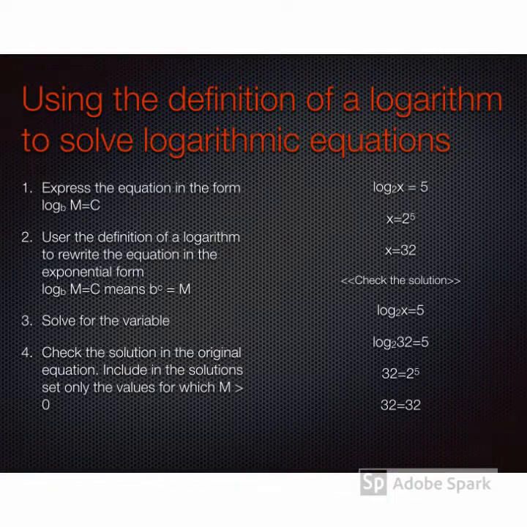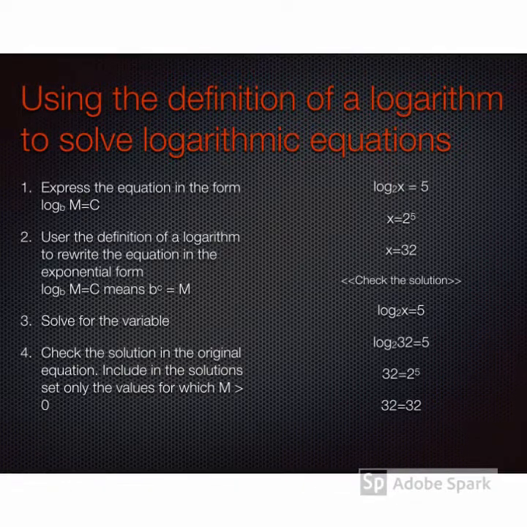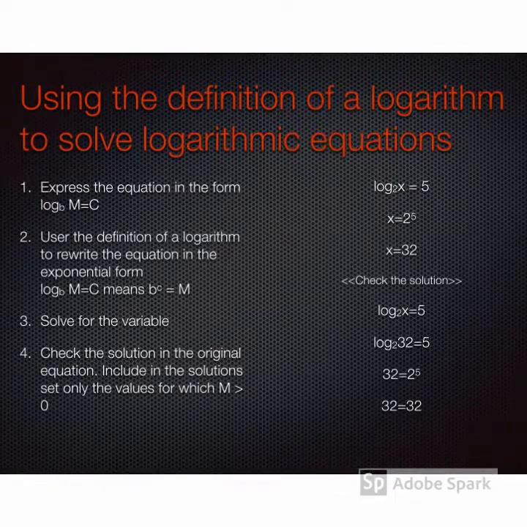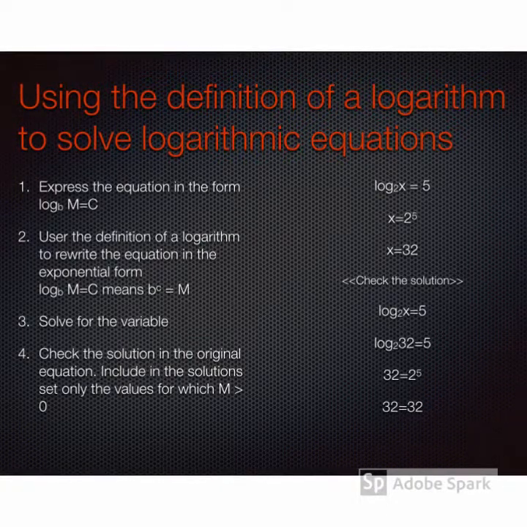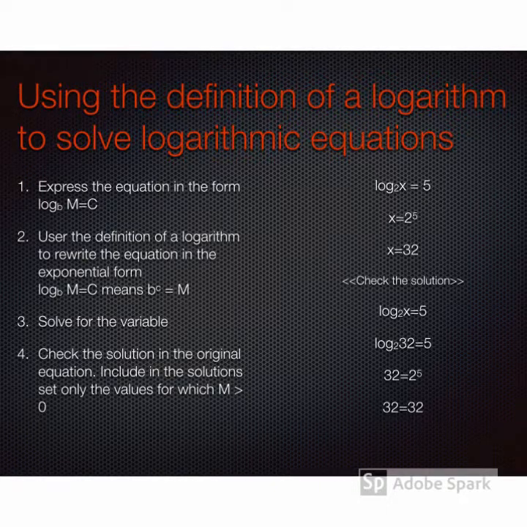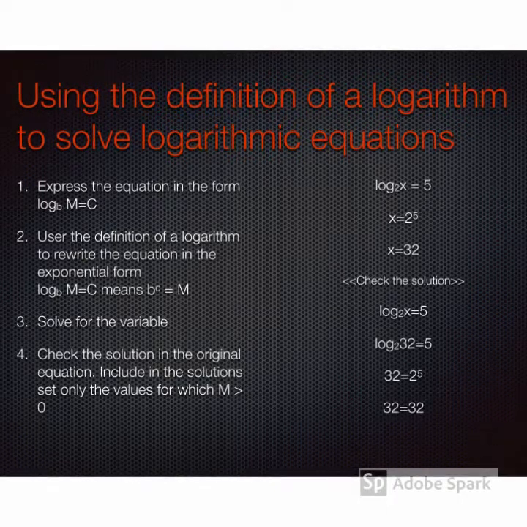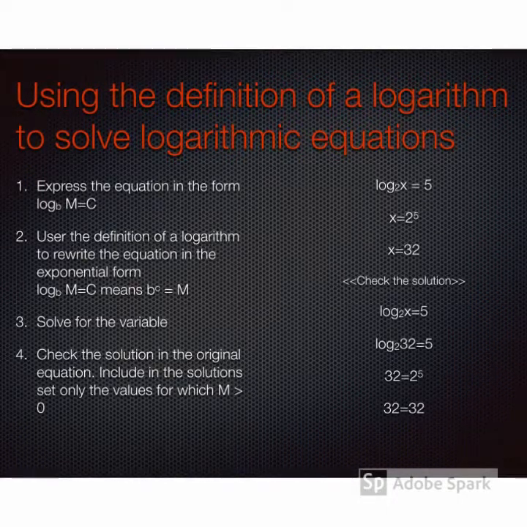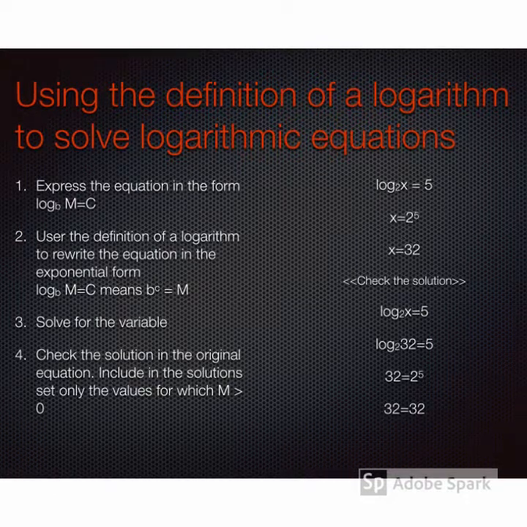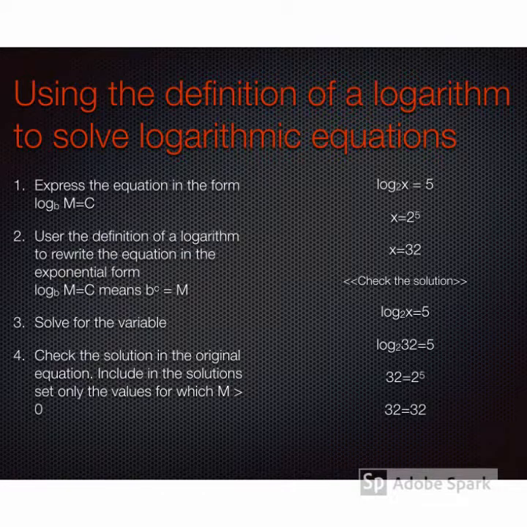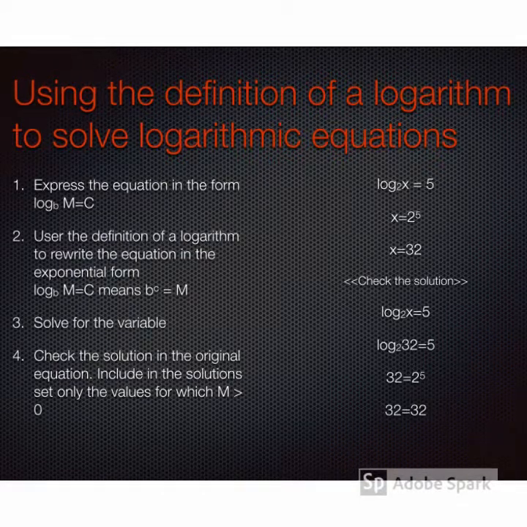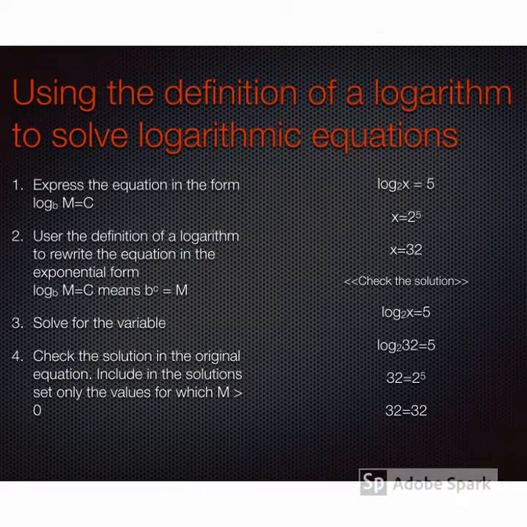Looking at this new example where we have 4 steps, log base b of m equals c means b to the c equals m. Remember to write down what is your b, what is your m, and what is your c. Once you write those down, you see on the right hand side we have x equals 2 to the 5th, and then that equals 32. You can go back and check your solution, and you will see that that answer is correct because 32 is equal to 32.